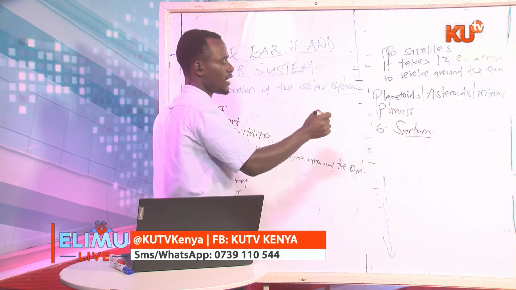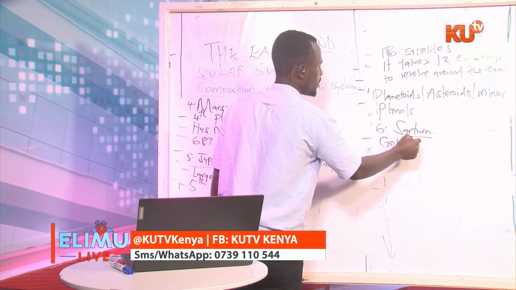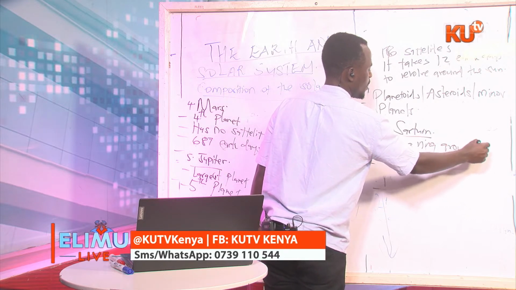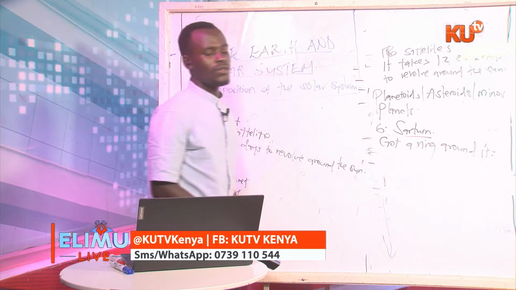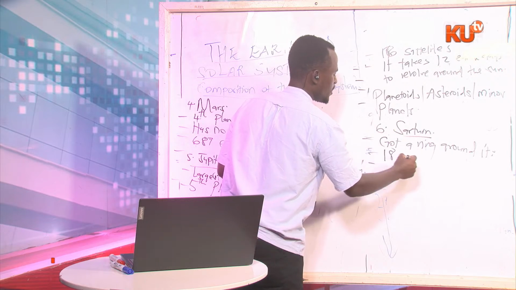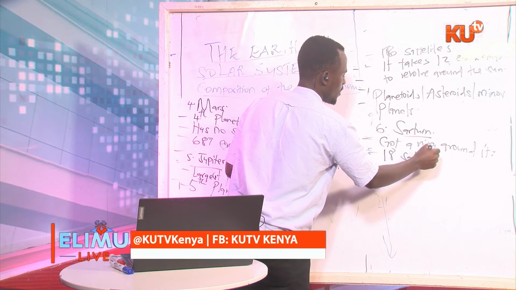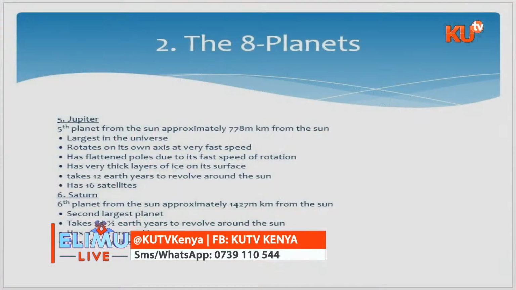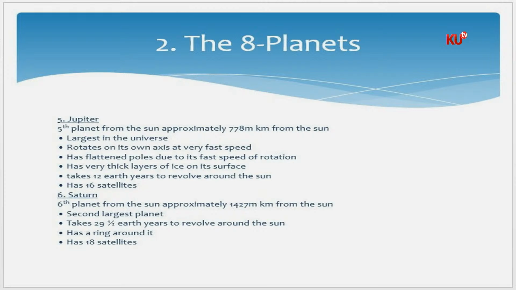And we all know that planet Saturn has got a ring around it. It also has 18 satellites. So those are the major characteristics of planet Saturn. It has a ring around it. If you watch that diagram of the solar system, you'll be able to notice that planet Saturn has got a ring around it.